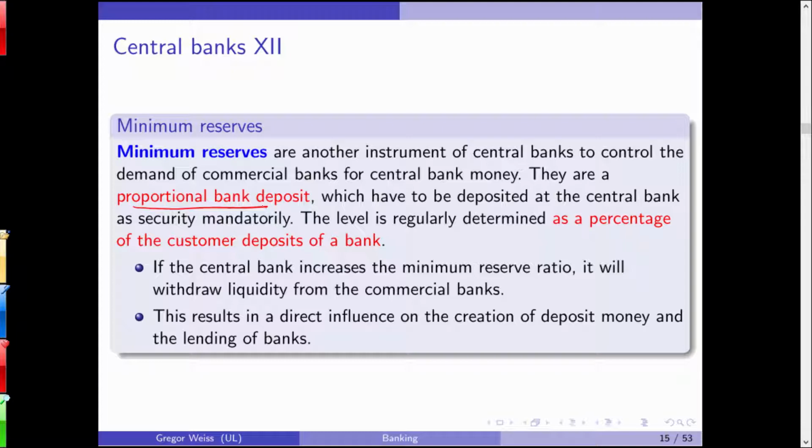But on the other hand, it can also control the credit multiplier by which the central banks and the commercial banks create book money. So if the central bank increases the minimum reserve ratio, it will withdraw liquidity from the commercial banks, and this will make banks safer, but it will also decrease the amount of money that circulates in the economy.